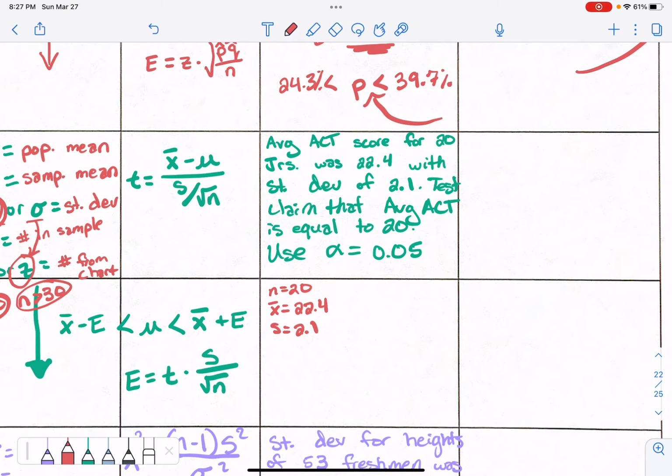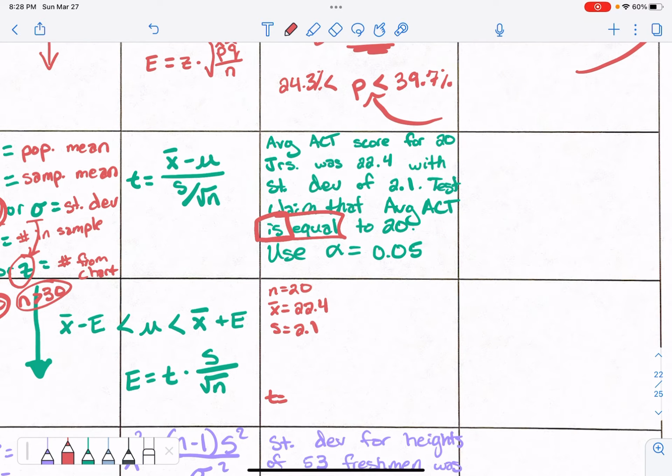Now, at this point I know that we're going to use the T chart because N is less than 30 and we only know the sample standard deviation. Those two things tell me T, okay? So I'm going to write that down. And we are testing the claim that the average ACT score is, I'm going to circle the words, is equal to 20.